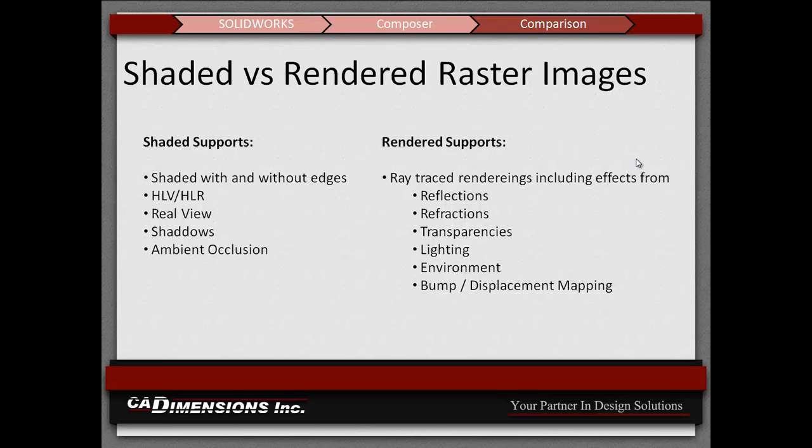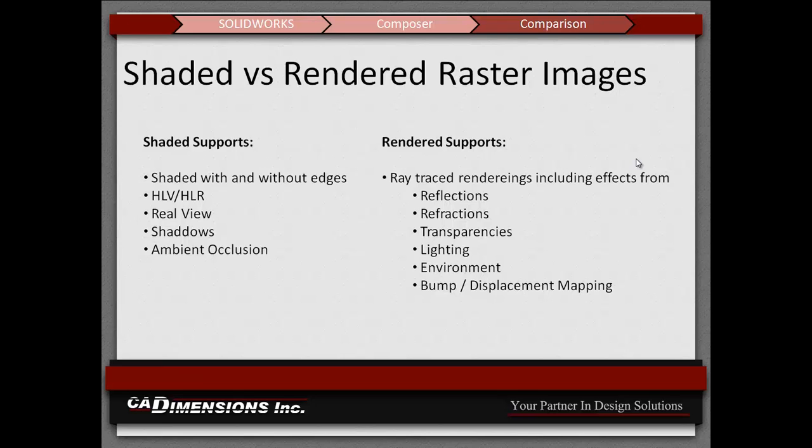And let's talk about shaded versus rendered raster images. What we're talking about here is entirely just made up of little dots, no vectors for the moment. There are two real types, at least in the CAD world, of raster images that we can create. So if we look at something like a shaded raster, and I'll give you a visual of this because if I show you, you might remember.